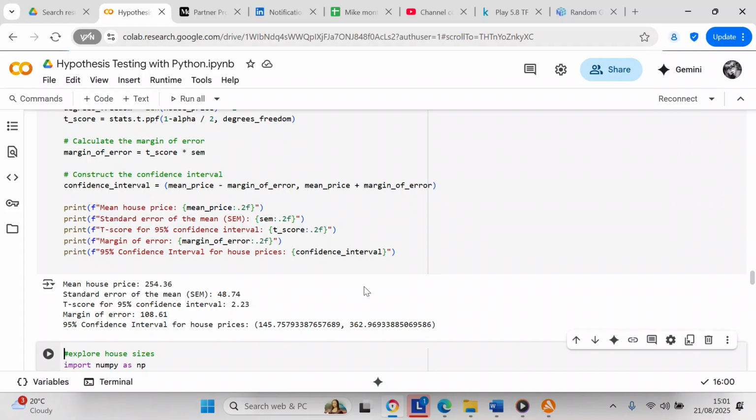You get this because you take your mean house price and you subtract and add your margin of error to it, which is 108.61, and that's why it's going to give you the 145 to the 362. So that is exploring the house prices.